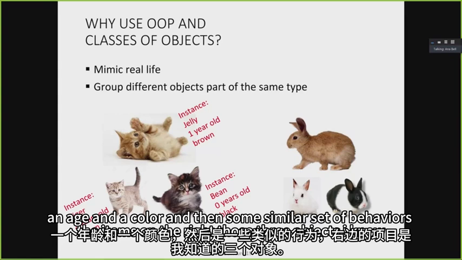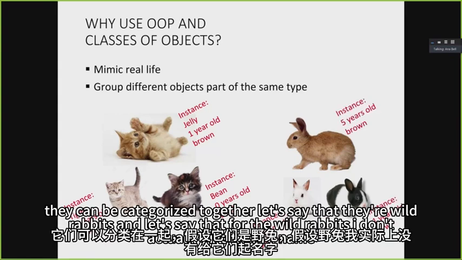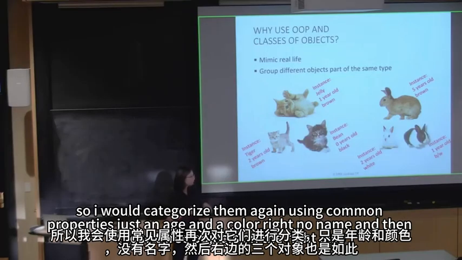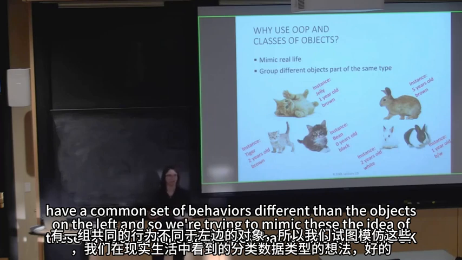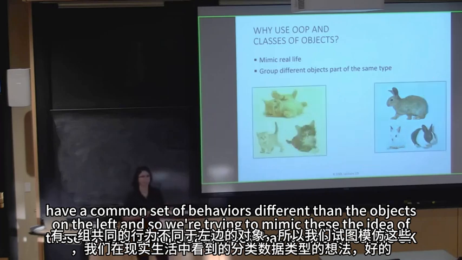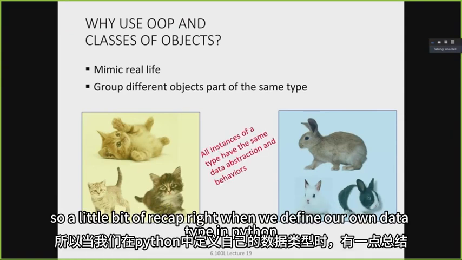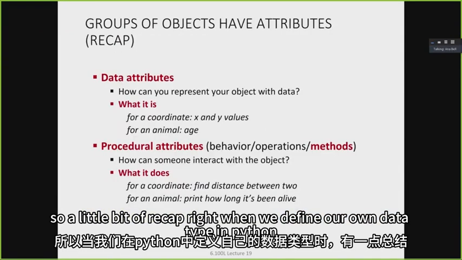The items on the right, those 3 objects, I know they can be categorized together. Let's say that they're wild rabbits, and let's say that for the wild rabbits, I don't actually give them a name. So I would categorize them, again, using common properties, just an age and a color, no name. And then those 3 objects on the right also have a common set of behaviors, different than the objects on the left. And so we're trying to mimic the idea of these categorizations, data types that we see in real life.